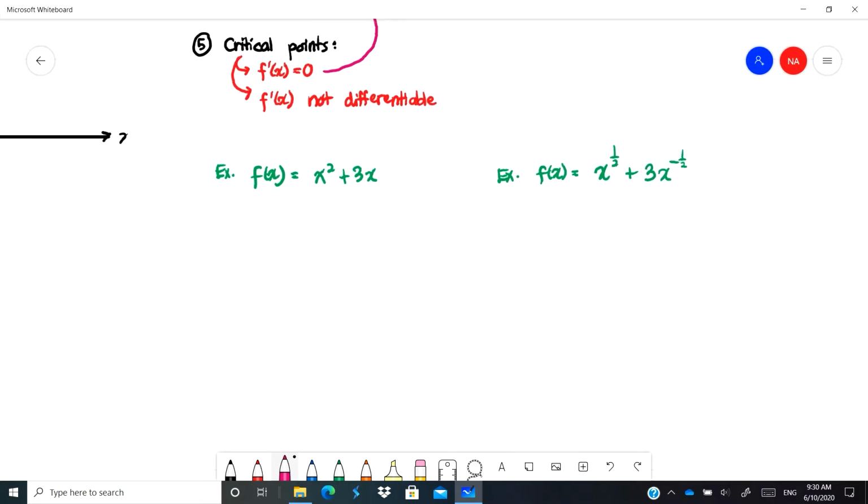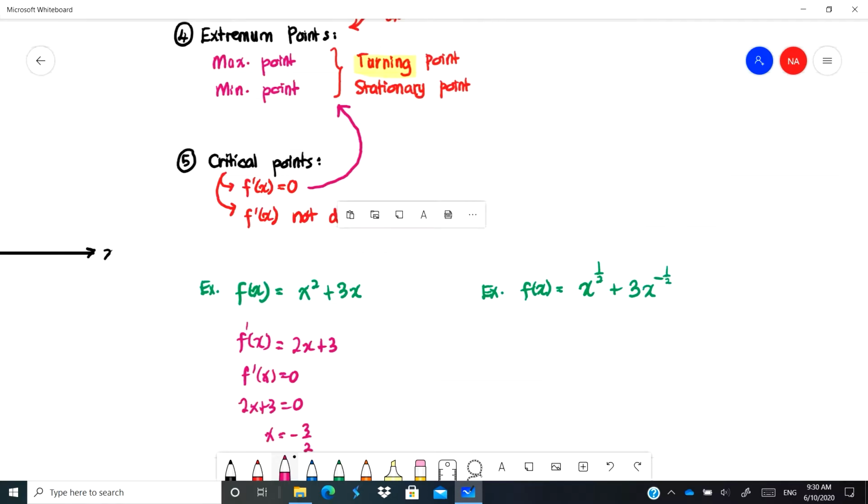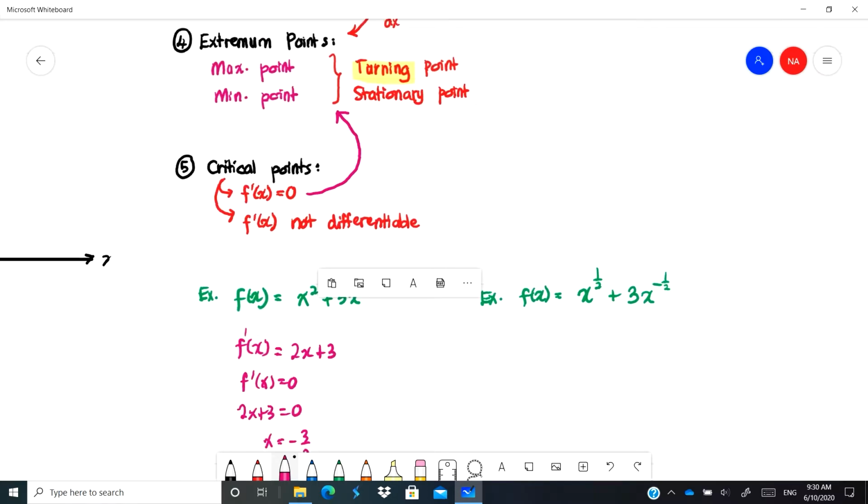To illustrate this, let's see this example. We're given this, so we differentiate it and we get 2x plus 3. We let f prime of x equal to 0, so 2x plus 3 equals 0, and x equals -3/2. This is called the critical point, or we can find the extremum point from this.